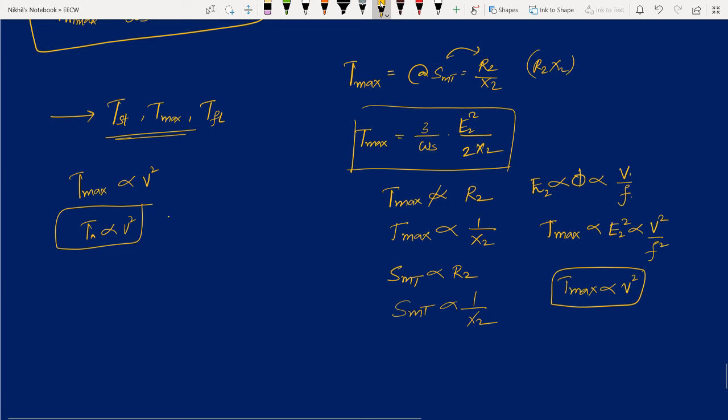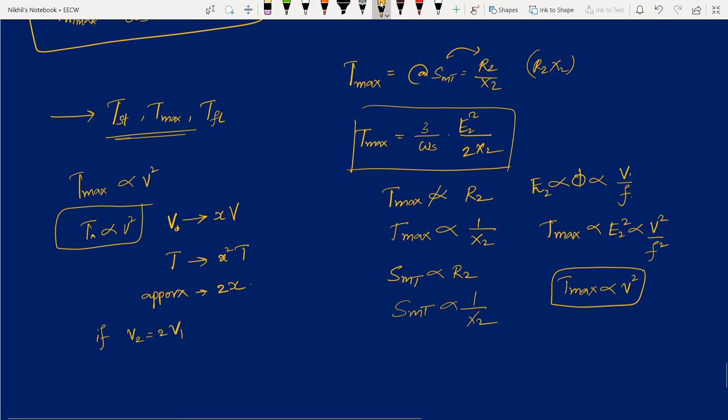That means if V is the supply voltage and it is scaled by x times, then your torque will be modified by x squared times the original torque. Or if you are appearing for a competitive exam, approximately the modification in torque will be 2x times. By this what I mean is, suppose V2 is 2 times V1, that is, the voltage is doubled.